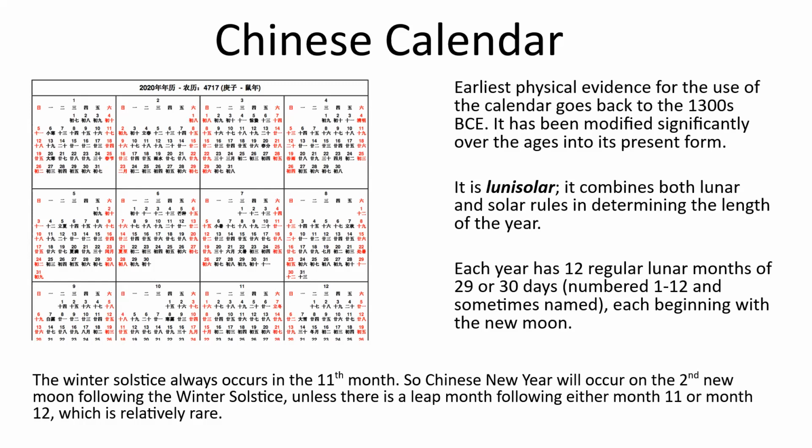Basically, if you're trying to figure out when the Chinese New Year is going to occur, the general rule that holds most of the time is that it would be the second new moon after the winter solstice, unless the leap month ends up being month 11 or 12, and that turns out to be relatively rare, but it does happen. So it turns out you need to know your astronomy to know exactly when the new year is coming.